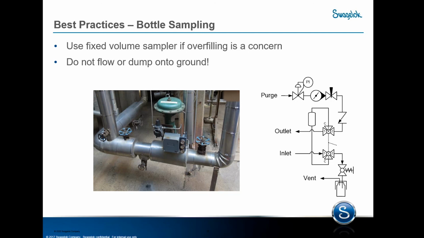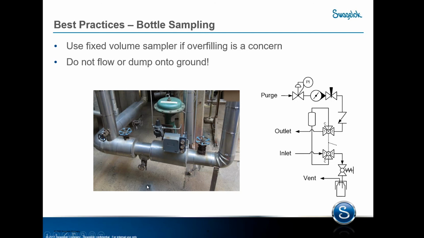Another potential concern is overfilling and overflowing the bottle. If the operator is not paying attention and does not close the sampling valve at the proper time, the bottle can overflow and create a potential safety or environmental hazard. In the picture here, we can actually see evidence of overfilling a bottle. The dark spot on the ground under the sample valve, just right here, is where some of the sample was spilled.